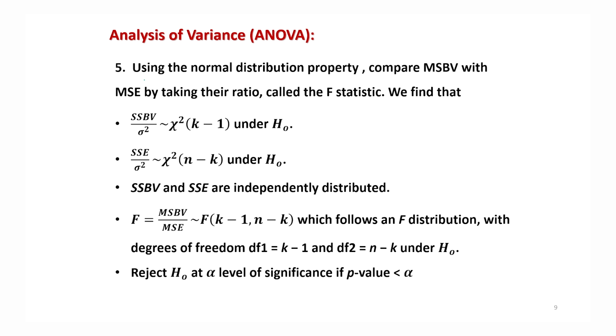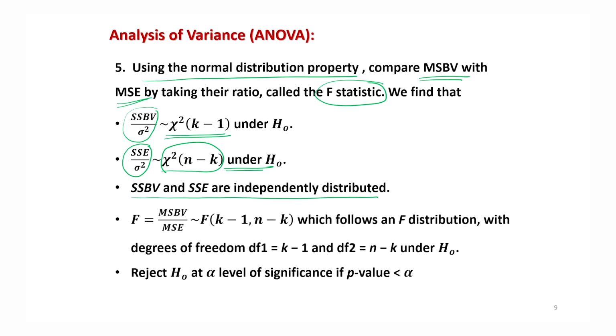So using the properties of normal distribution, we try to compare the MSBV with MSE. For that, we take the ratio, and that ratio will be called the F statistic. In order to find the F statistic, we consider the statistical properties that the sum of squares due to between variability divided by sigma square follows a chi-square distribution with k minus 1 degrees of freedom under H naught. The sum of squares due to error divided by sigma square follows a chi-square distribution with n minus k degrees of freedom under H naught. And both this SSBV and SSE are independently distributed.